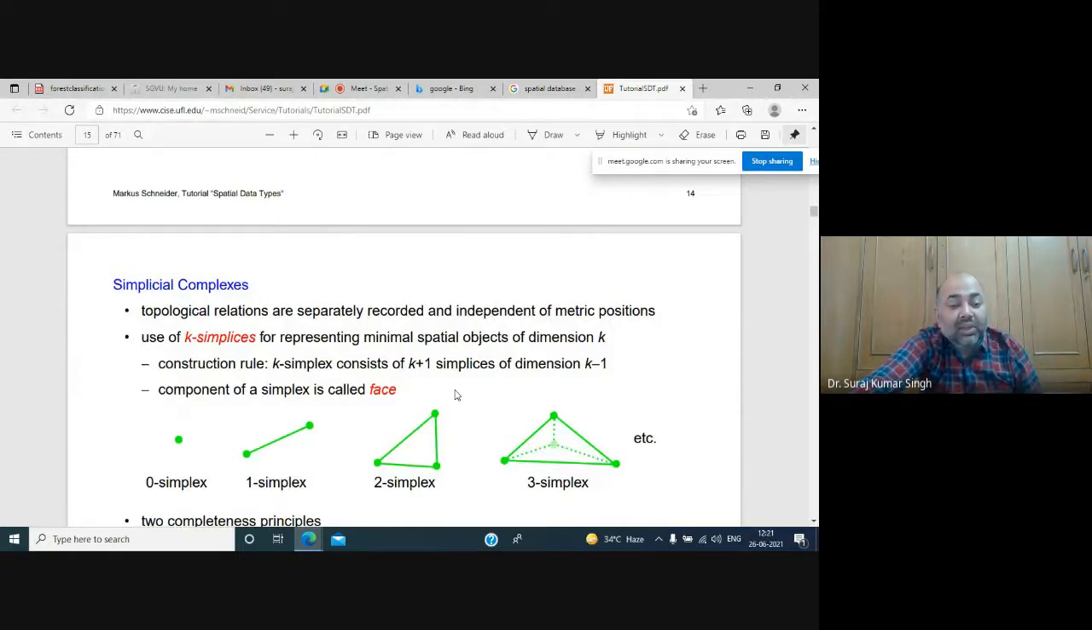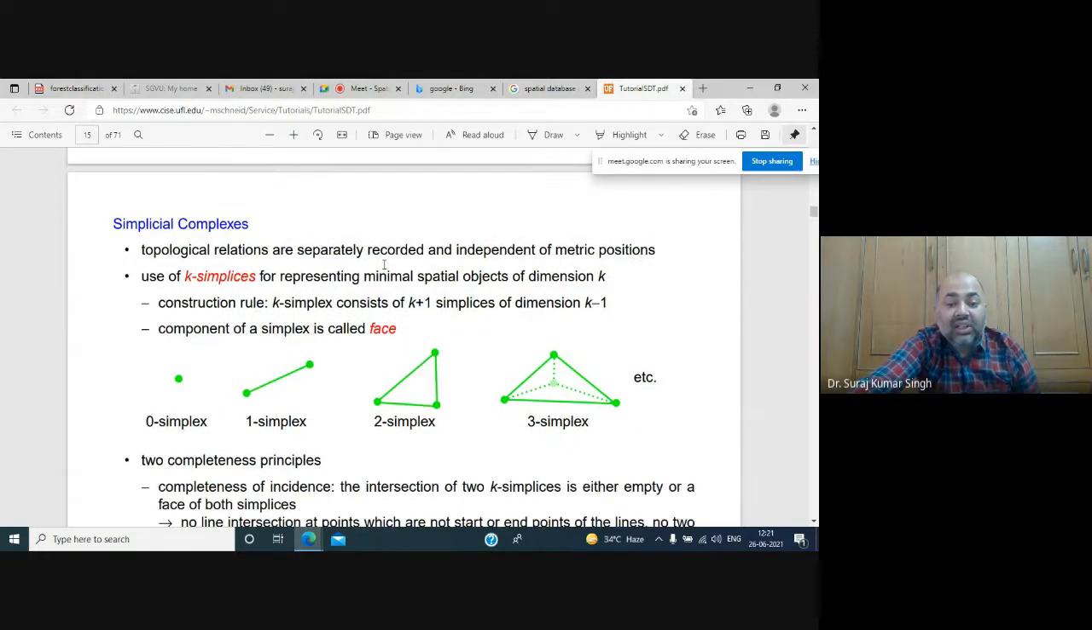simplicial complexes? One is topological relationships are separately recorded and independent of metric position. So what they are created? They are created as independent use of k simplices for representing the minimum spatial object for dimension k. Construction rule: a k simplex consists of k plus 1 simplices of dimension k minus 1, which is a component of the simplex, which is called a face.